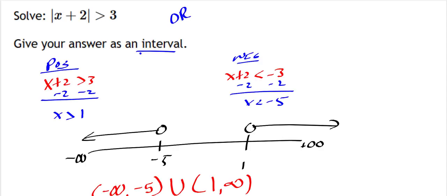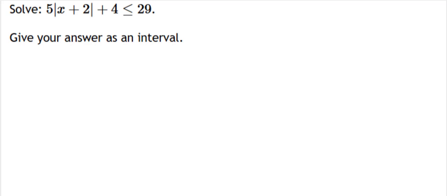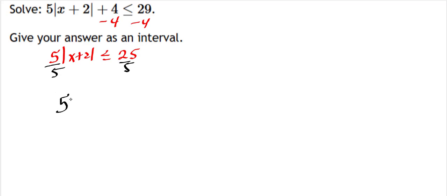Now, let's look at this one. Let's go back and look at this one. We've got to adjust some things before we actually start to solve or split and do our positive and negative. So let's take the 4 over. So that's going to give me 5 times the absolute value of x plus 2 less than or equal to 25. And then I'll divide both sides by 5. Nope, sorry. Absolute value of x plus 2 less than or equal to 5.